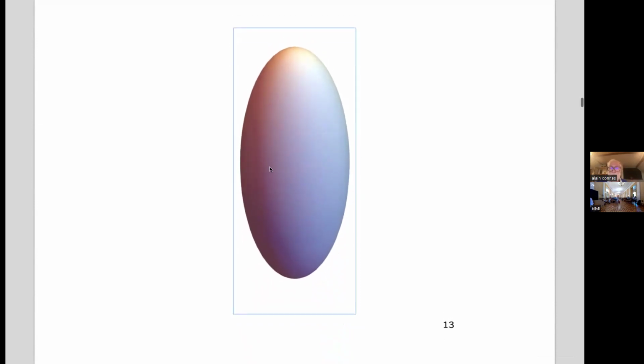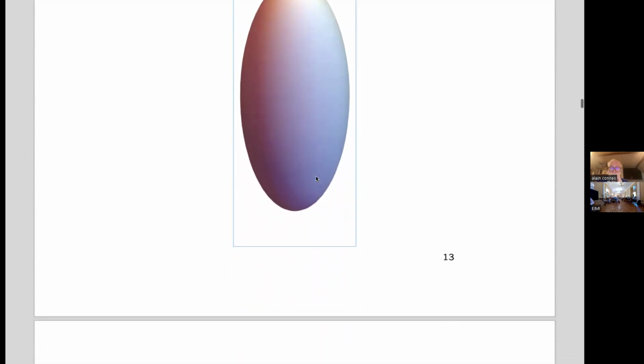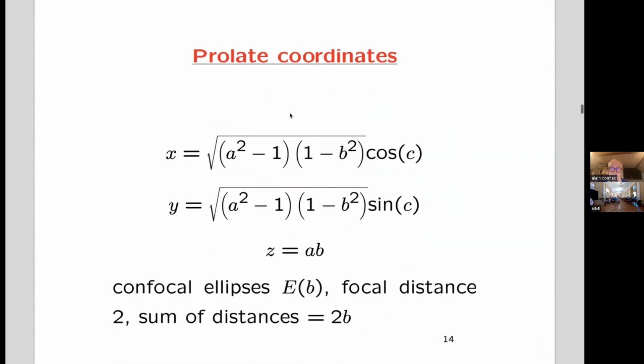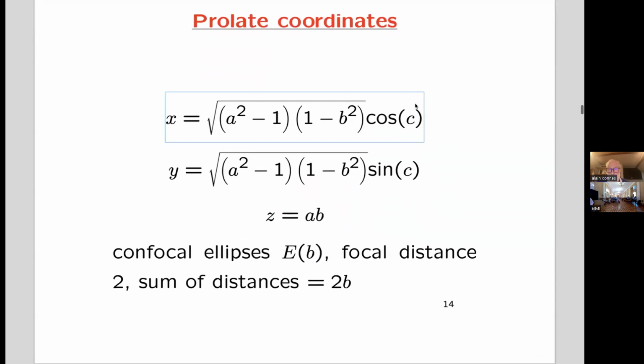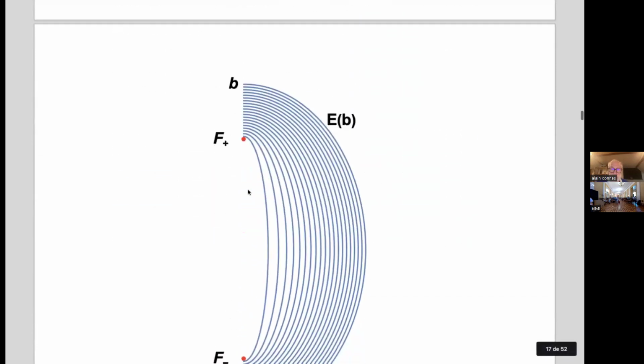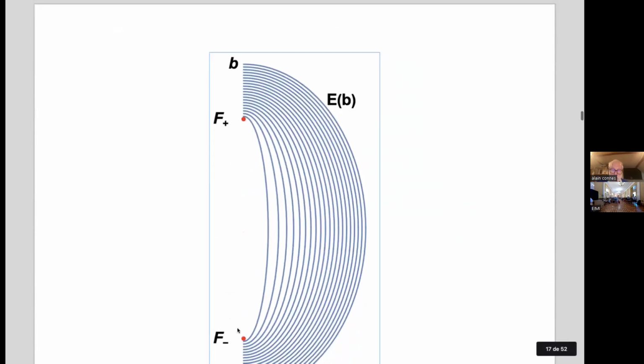Now, when you want to compute the Laplacian for this Prolate spheroid, you can use some coordinates which are called the Prolate coordinates. There is, of course, the angular parameter, but it plays a trivial role. The other parameters parameterize confocal ellipses, which have certain focal distances. They all have the same foci, F plus and F minus, and they form a family of such ellipses which have the same F plus and F minus.